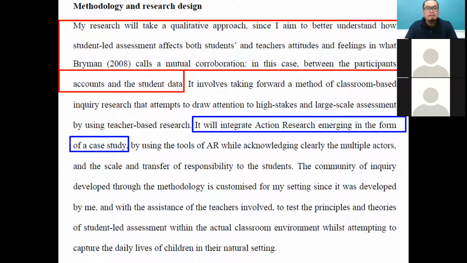They start: my research will take a qualitative approach. This is really important because this is qualitative research. If you are studying qualitative, you can use "I" and "we" in your writing. No problem, no issue. But I need to highlight that it depends on your supervisor. Some supervisors may have a different style. Maybe they don't agree that as a researcher you can use the words "I" and "we".